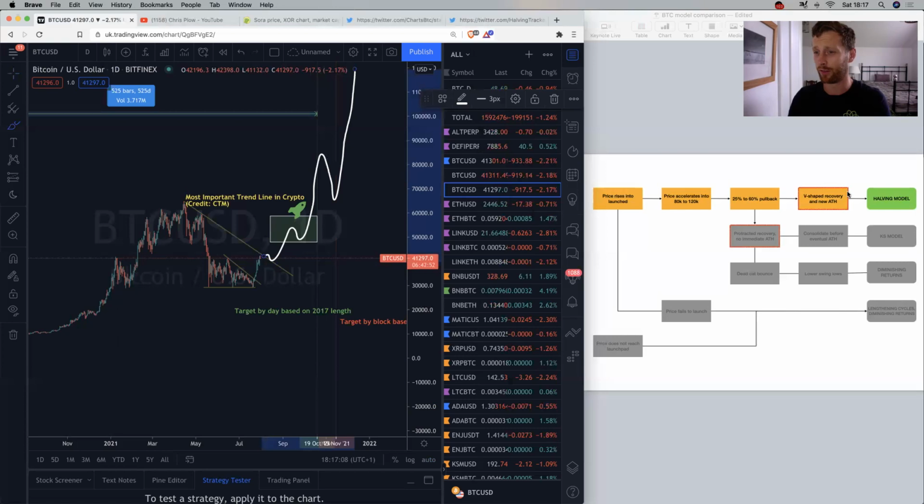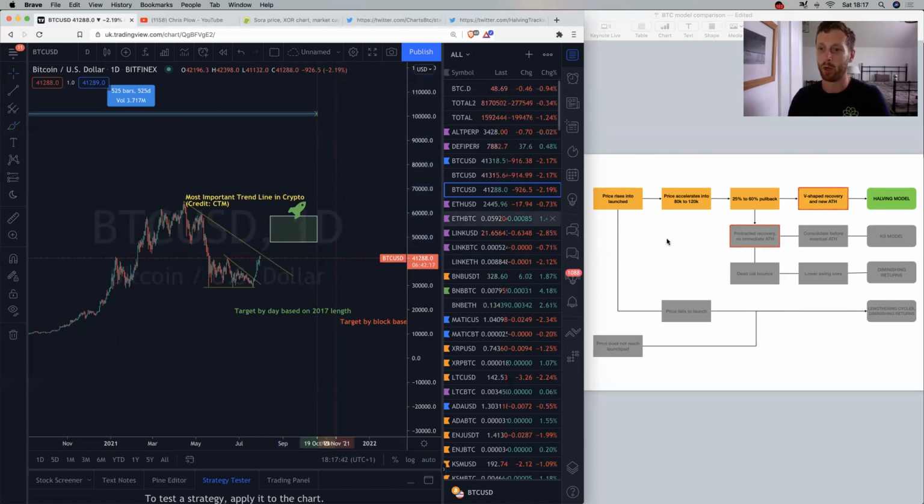I've put a red border around this box because this is where the key is. It's on this recovery. If we head up to here, what happens when we recover? We know that what happened in our mid-cycle shakeout is actually we didn't put in that V-shaped recovery and went sideways for a while. So we'll get to that in a second, but that's the action we're looking for. If that takes place, we're looking at a halving model.